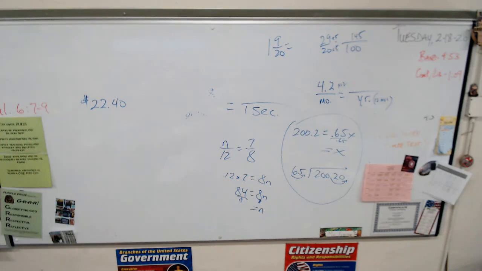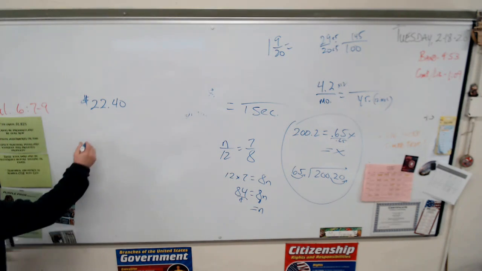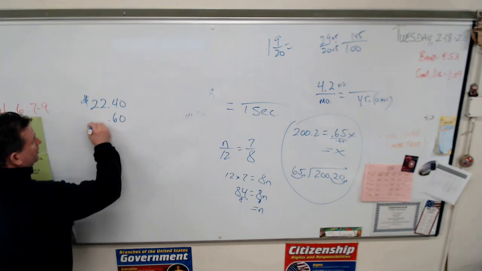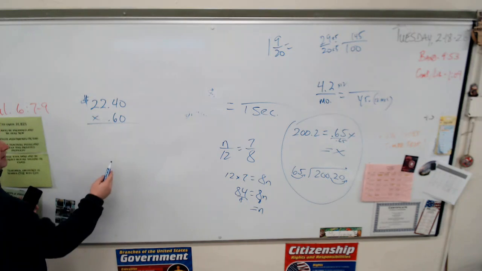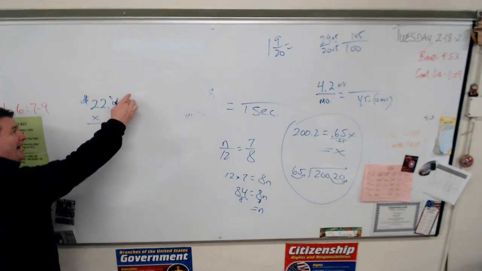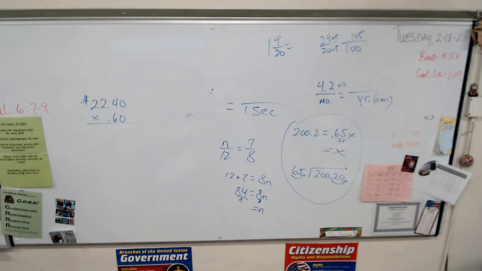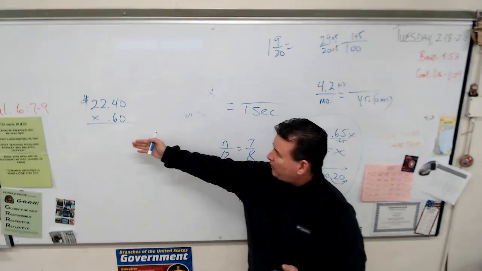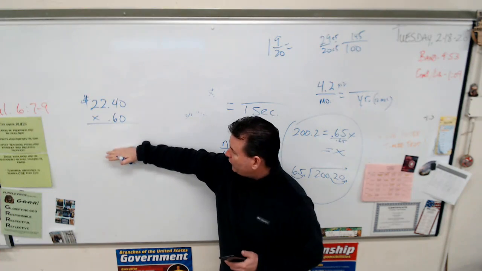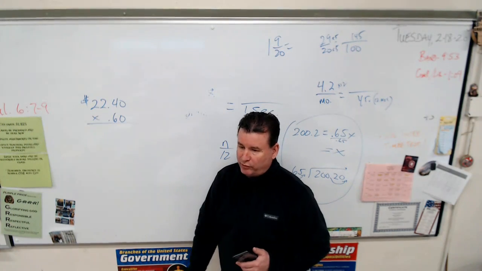How much you going to sell it for if your markup has to be 60%? You got to do 60% of 22.40. That's it. Why did I write 0.60? Because that's 60%. So when I multiply this, then whatever I get, I got to add to the 22.40 because I'm increasing the price. Right, Isaac? A markup is an increase. I have to do that or I won't have a business. Multiply that by 60%. Whatever you get, add it to your 22.40.